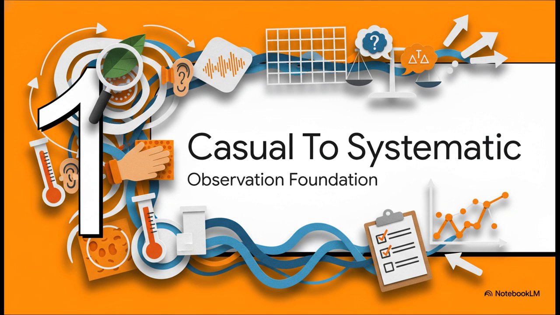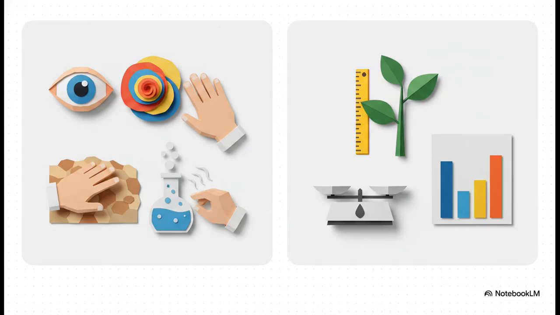Section 1. From casual to systematic. Building the foundation of observation. You know, in a science context, observation isn't just looking around, right? It's a highly deliberate, planned act. As a teacher, your role is to instruct students on how to accurately record what they see, feel, hear, or measure, but they have to do it without adding their own personal bias.